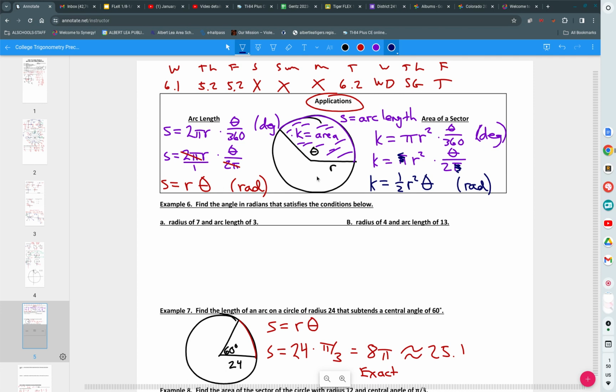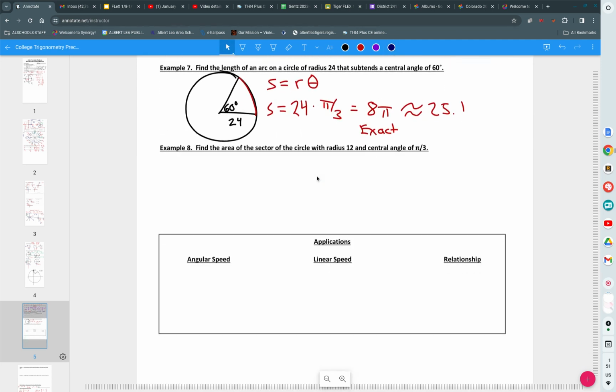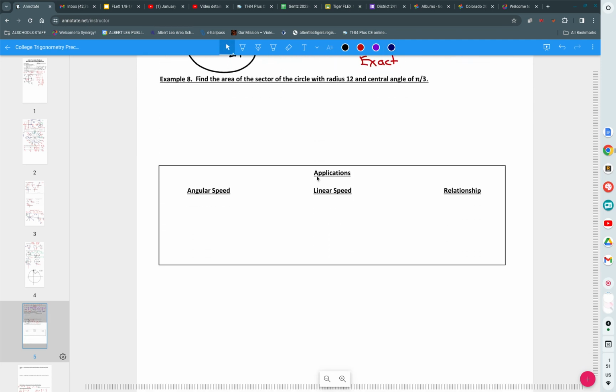I give those formulas to you on the test, but you need to remember how to use them. We move to example 8. It says find the area of a sector of a circle with the radius of 12 and a central angle of pi over 3.